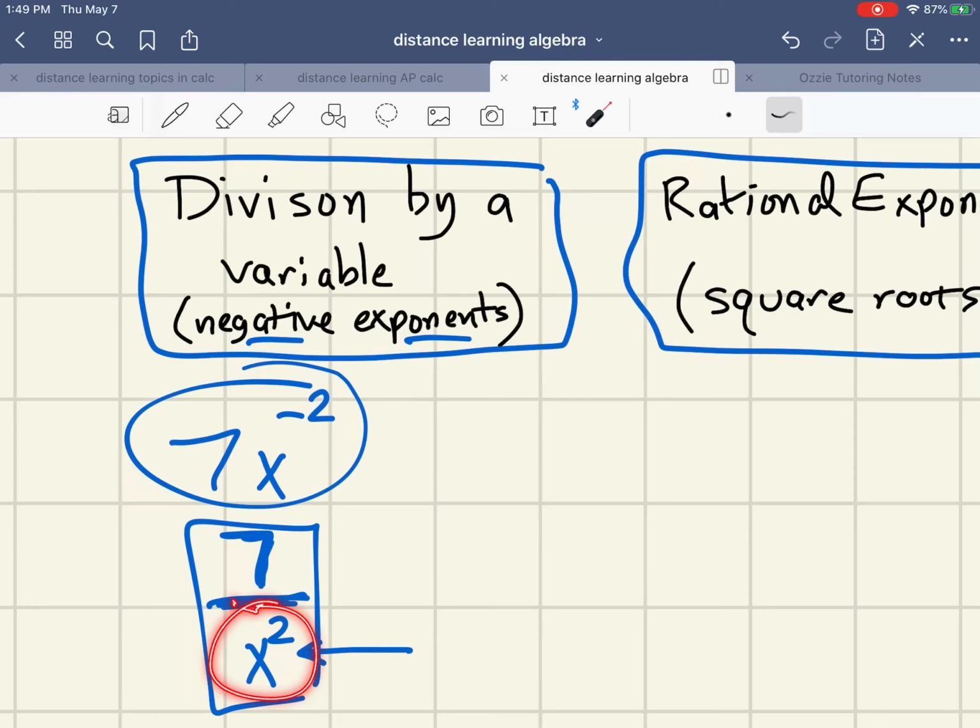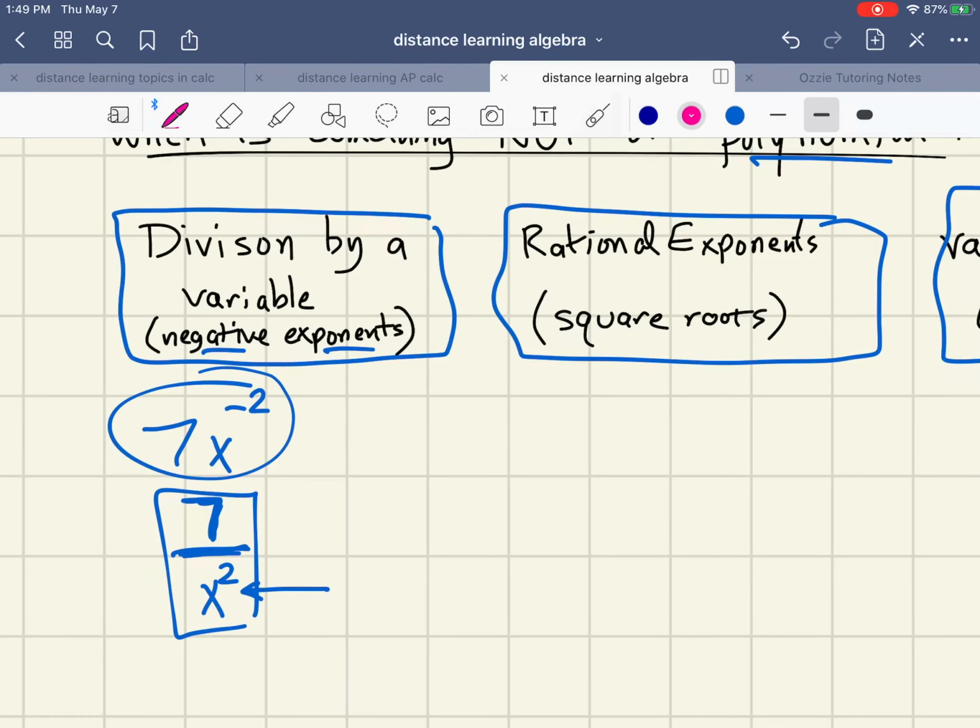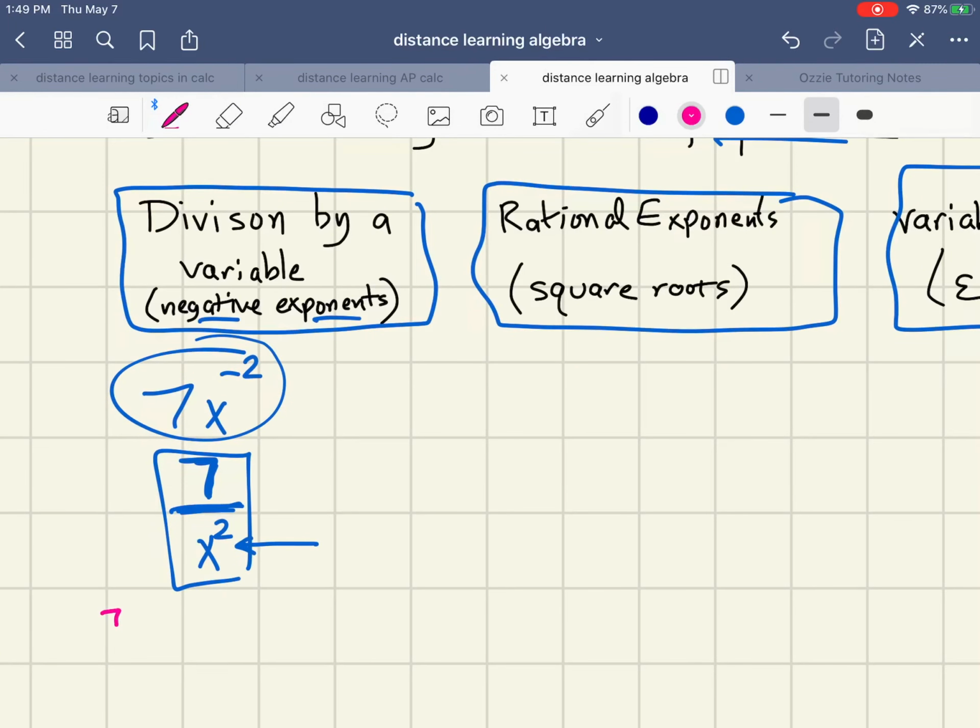Not going to be a polynomial. If this term shows up as part of a polynomial, for example, if this was 7 over x squared minus 3x plus 4, there's nothing wrong with these two components. These two terms are fine. This term, no good. So really, we can't have a negative degree for any of our terms.